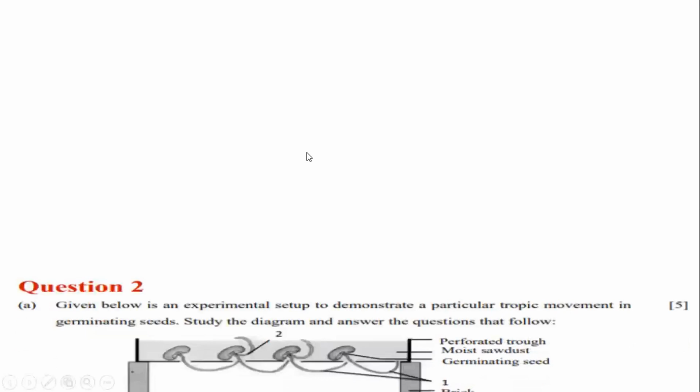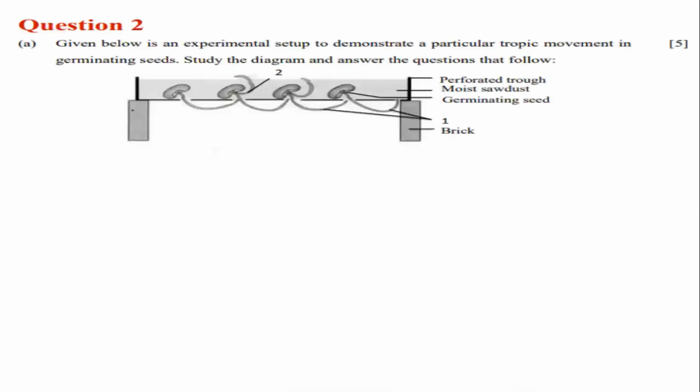So let's see what is the question 2 here. Question 2, given below is an experimental setup to demonstrate a particular trophic movement in germinating seeds. Study the diagram and answer the questions that follow. So let's study the diagram.